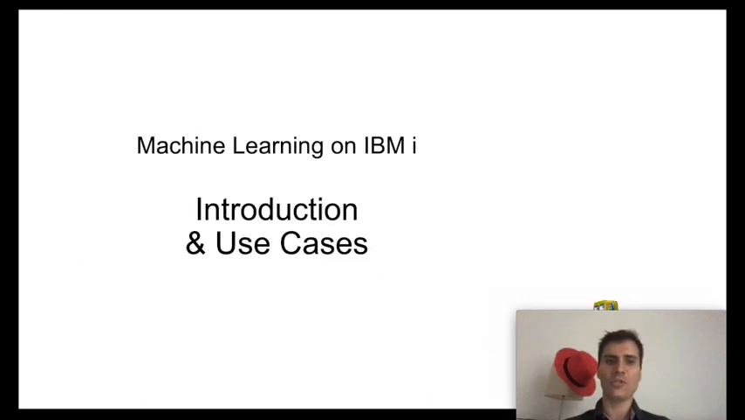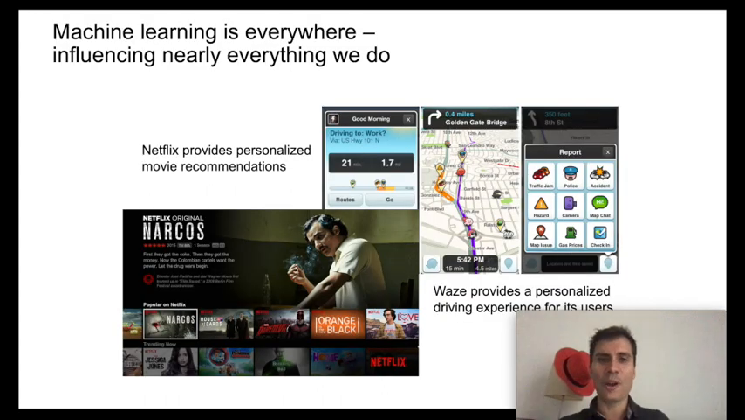So first, a quick introduction, and we'll talk about use cases. Why would I use machine learning on my IBM platform? So machine learning is everywhere. You are not necessarily aware of that, but when you use Netflix or Waze, behind the scenes, machine learning models help these applications personalize your experience to make some recommendations based on your habits and based on historical data and statistics.